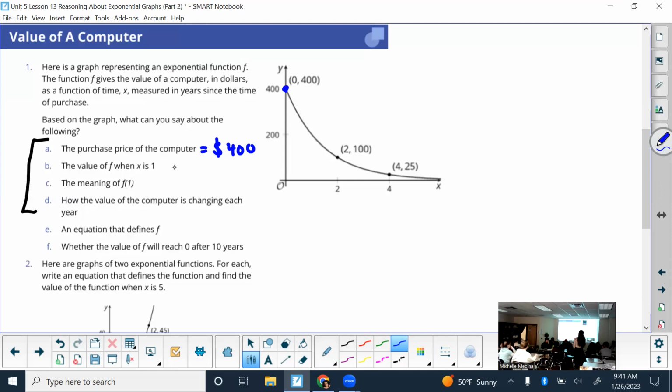Do computers usually increase in their value the longer you have it? No, so that's why it's decaying. Good. What is the value of f when x is 1? All right, 200. Anyone disagree with that?